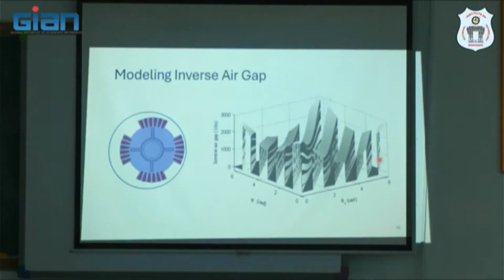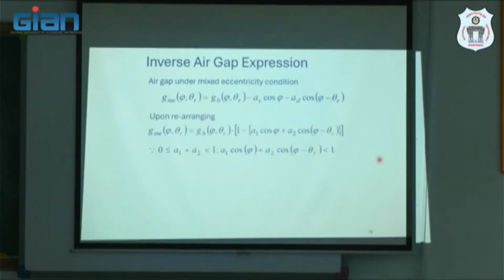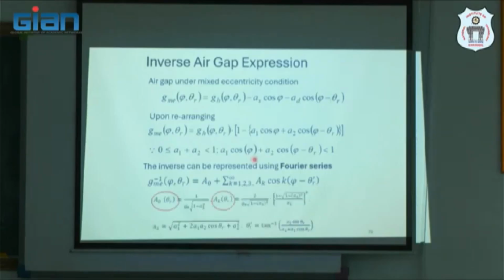So we have to come up with an inverse function. An inverse function using traditional approaches has some drawbacks when it comes to modeling a salient pole machine, which is quite common in electric vehicles. So the traditional way of modeling the inverse air gap was found to be inadequate, and we had to come up with a newer method of modeling this inverse air gap.